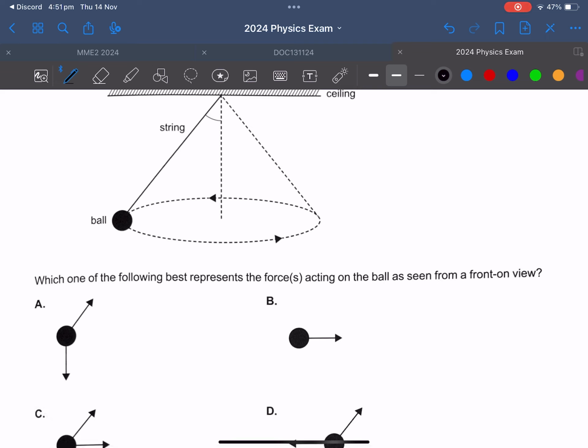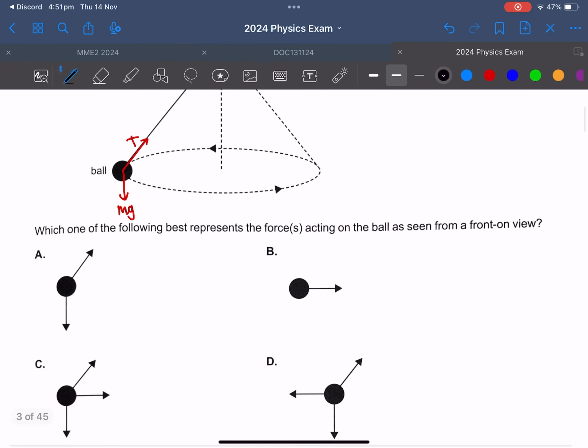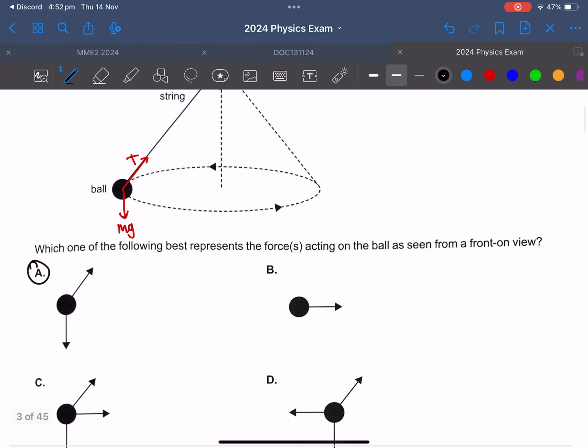Right, so one of them would be the tension, and the other one would be mg. Well, the tension has to be from the middle as well, just like that. Okay, yeah, that's pretty much about it. So just A for this.